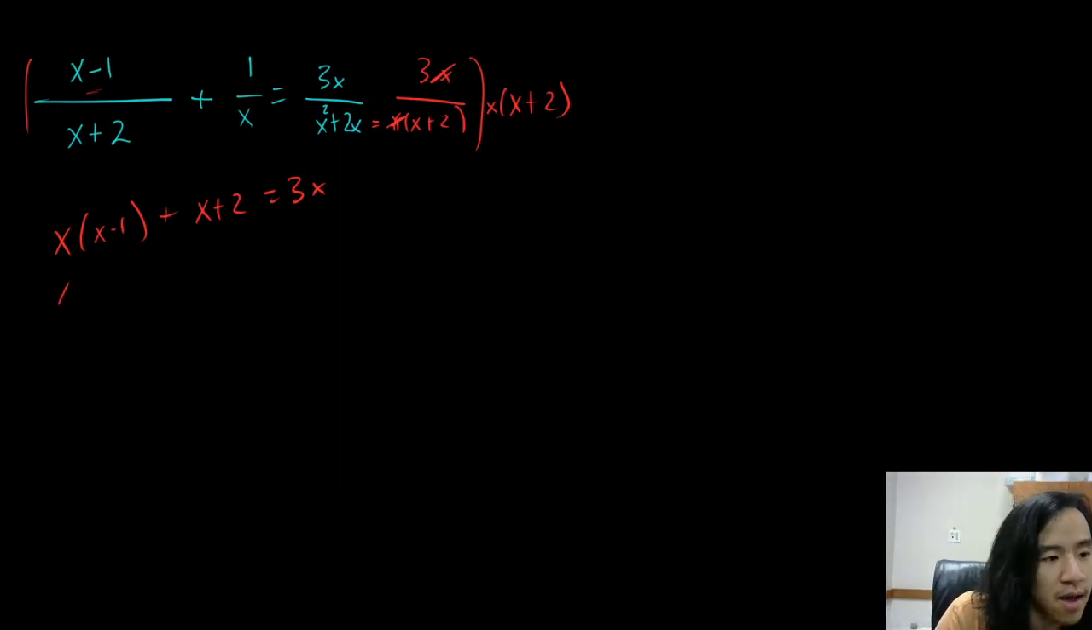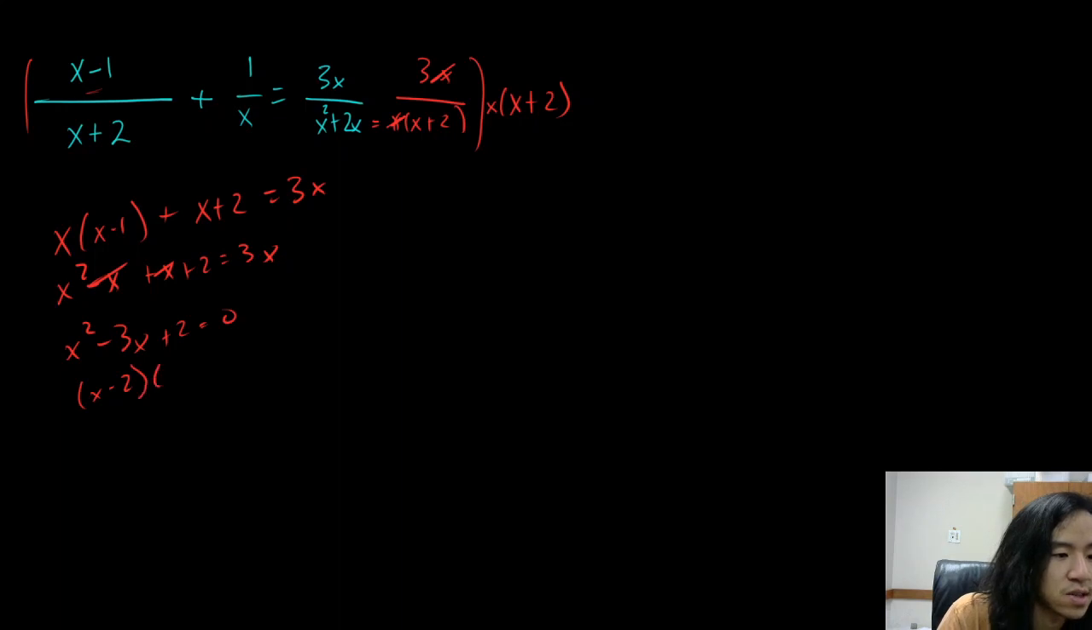So let's go ahead and distribute this. x squared minus x plus 2 equals 3x. So these will cancel out, and you get x squared minus 3x plus 2 equals 0. So of course we can factor this as such, and we get x is equal to 2 or 1.